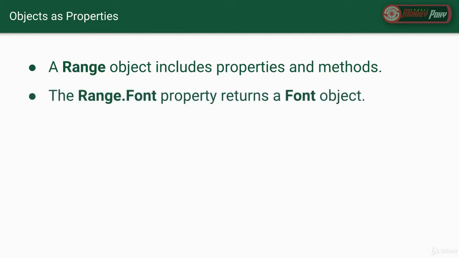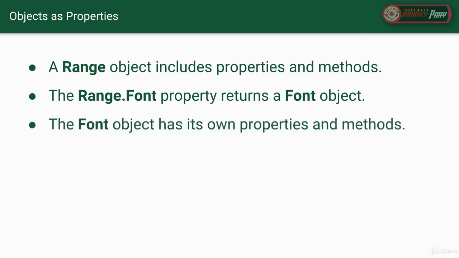For example, range has a font property. That font property returns a brand new font object. That font object has its own set of properties and methods. This is the equivalent of our book author example. You can think of range as the book and font as the author. Font is a nested child. It's a nested object within range that can be accessed again with dot syntax, and that has its own set of properties and methods.